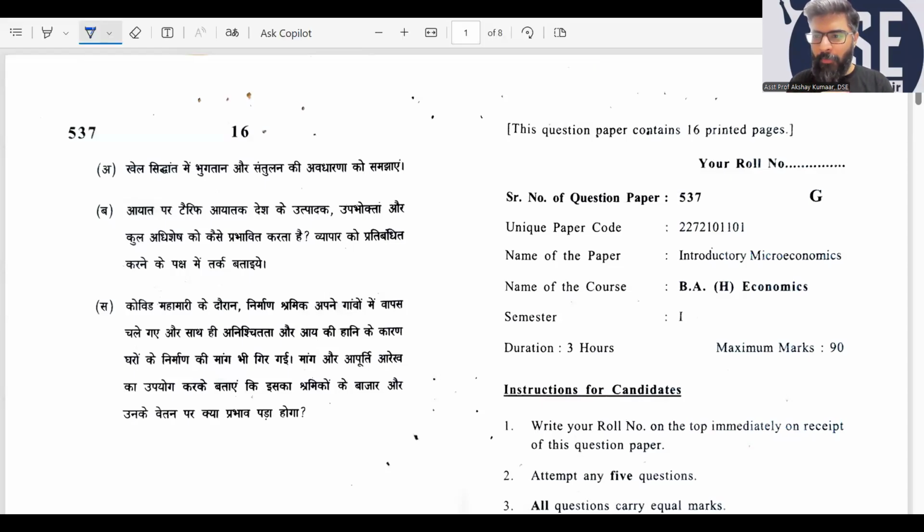Okay, I hope I'm audible to all my students who are attending this lecture for the introductory microeconomics course. In this lecture, I'm going to start with the discussion of the 2023 question paper, which came up at Delhi University for the introductory microeconomics course, for all those students who are pursuing economics honors from University of Delhi. So let's start with the discussion of the 2023 question paper.